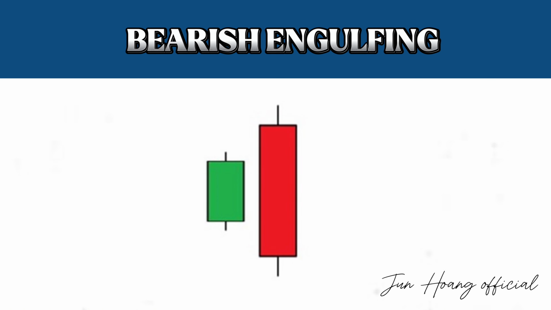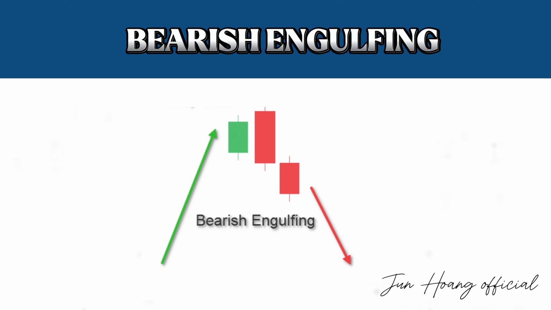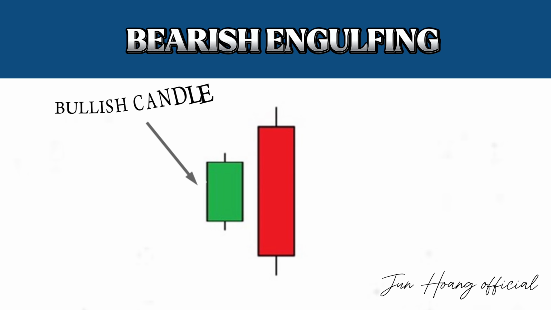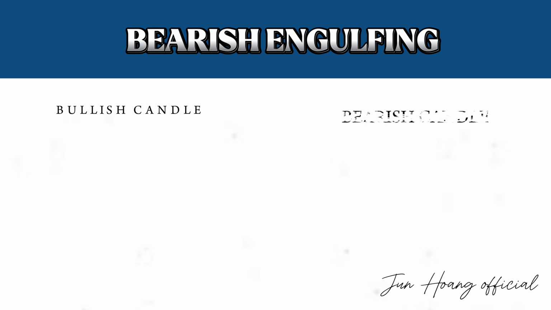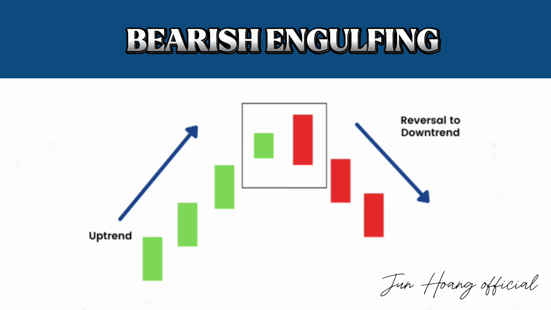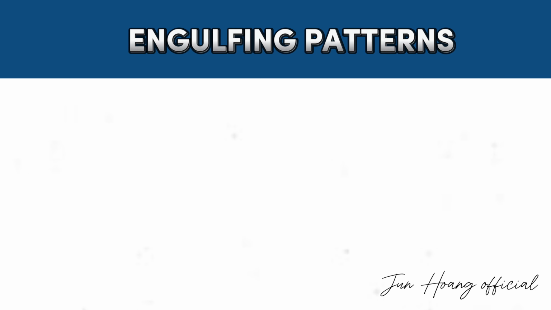Bearish engulfing pattern. Occurs during an uptrend. The first candle is a bullish candle, followed by a larger bearish candle, whose body completely engulfs the body of the first candle. It suggests a possible reversal of the uptrend and the beginning of a new downtrend.